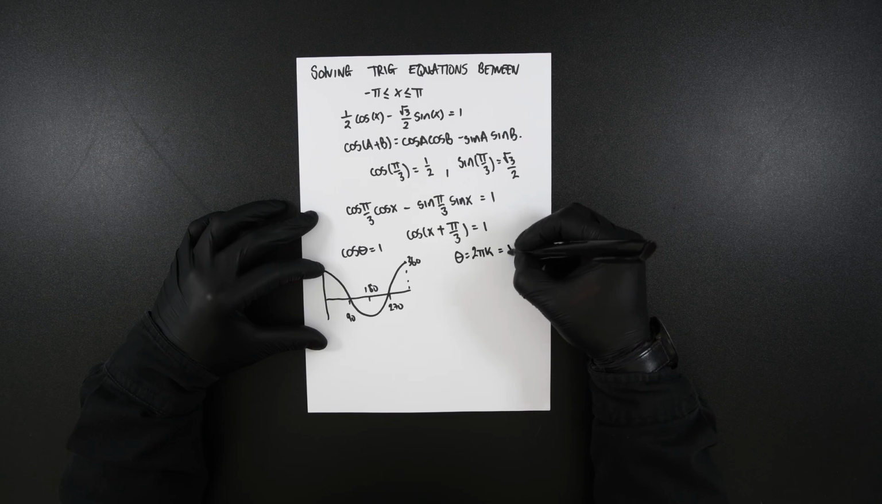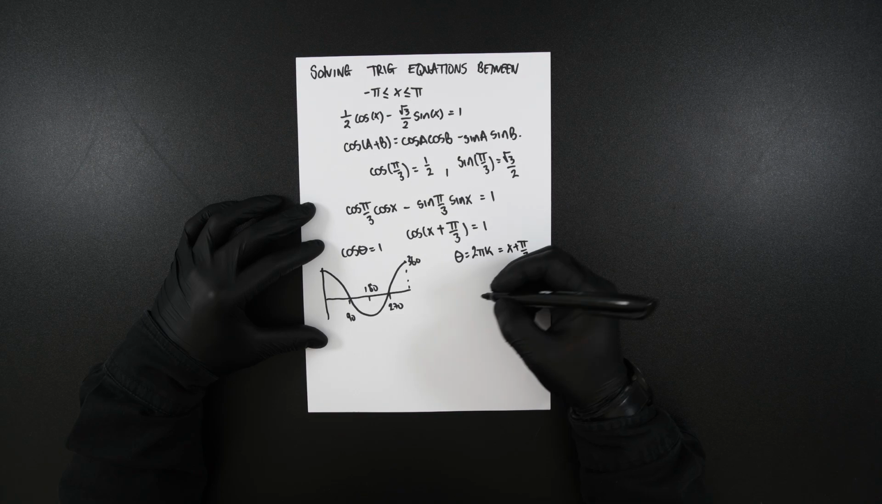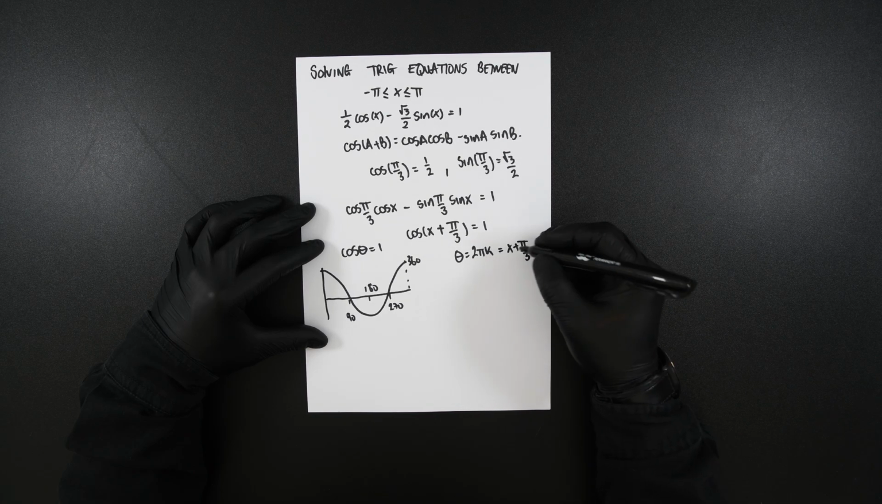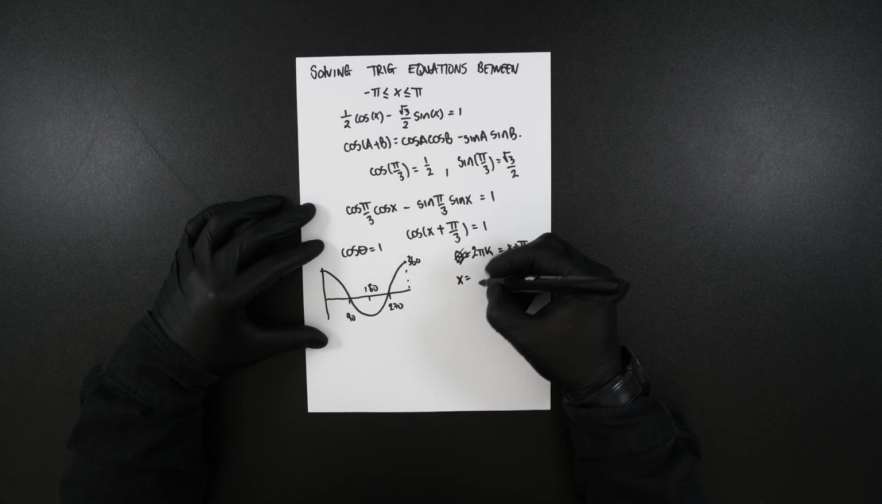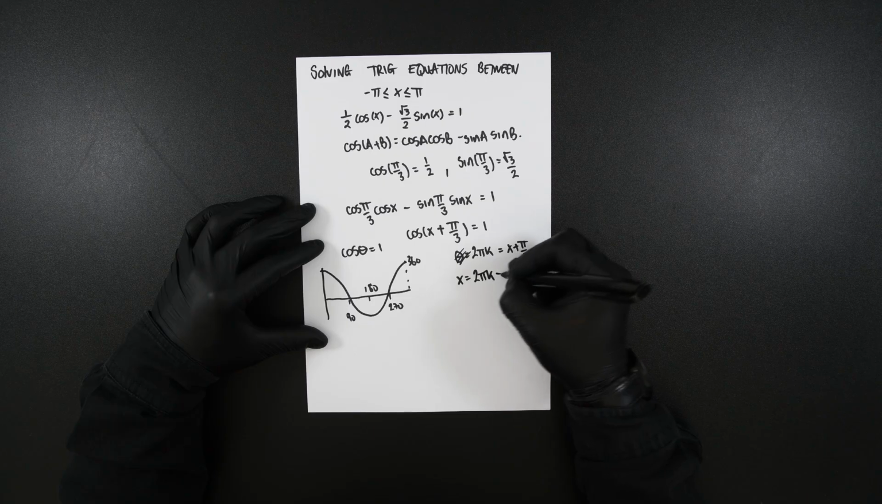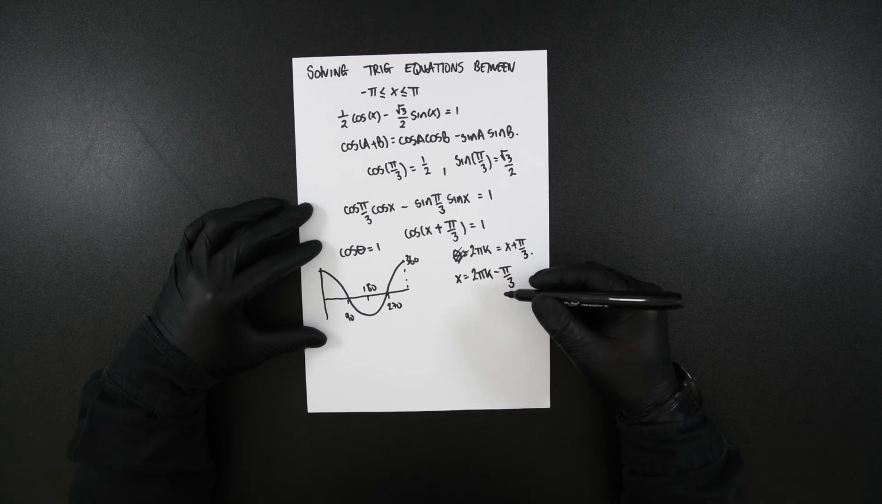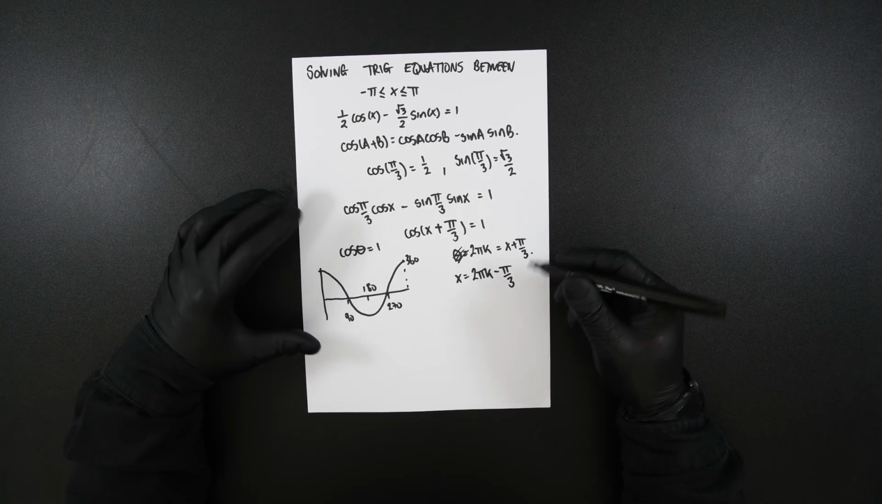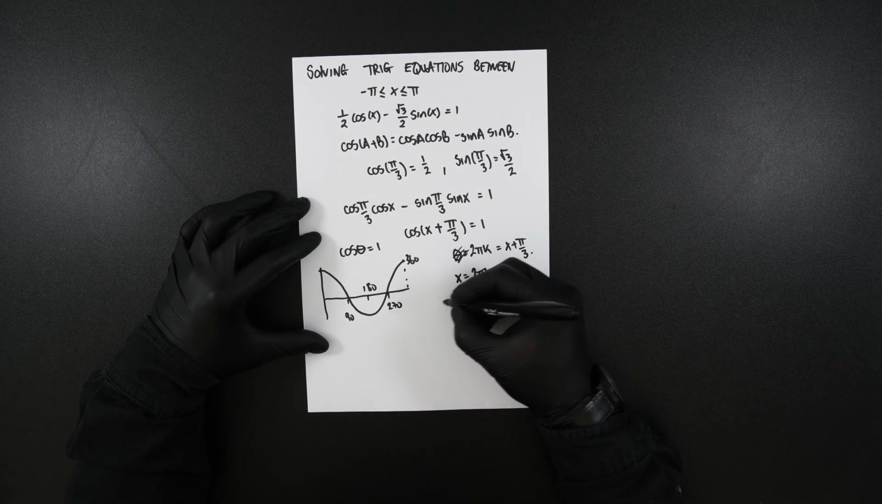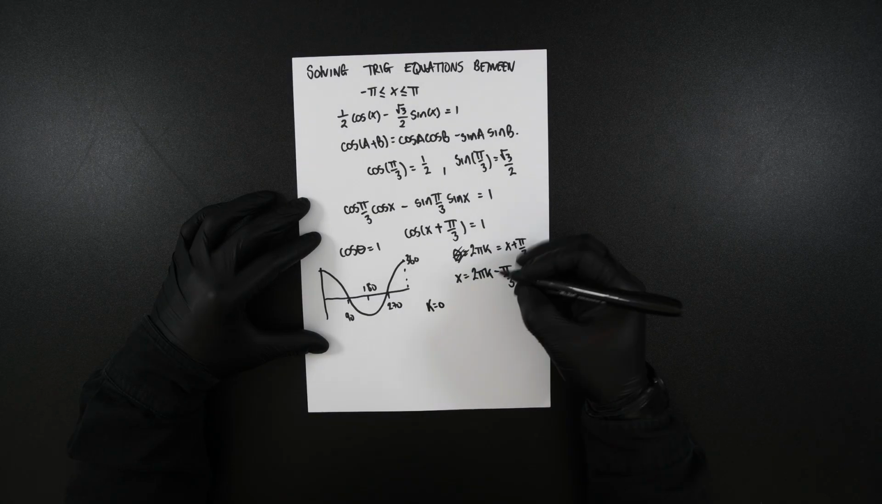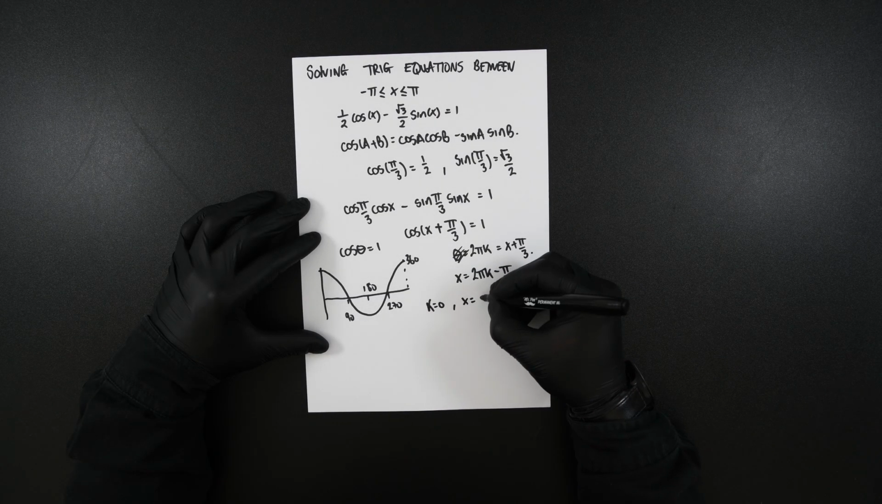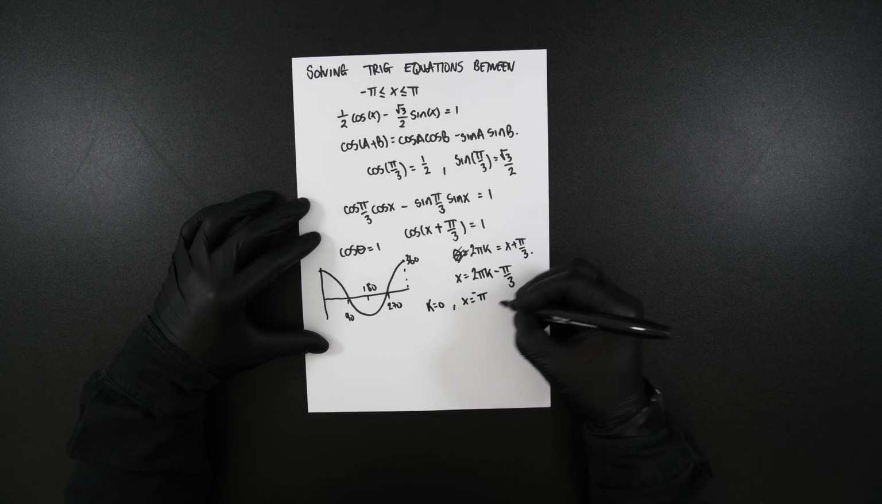So it's going to be x plus pi over 3. If we now solve this so it's in terms of x, it would be 2 pi k minus pi over 3. And now we can start plugging in values for k and finding out what happens. So when k equals 0, x would be minus pi over 3.